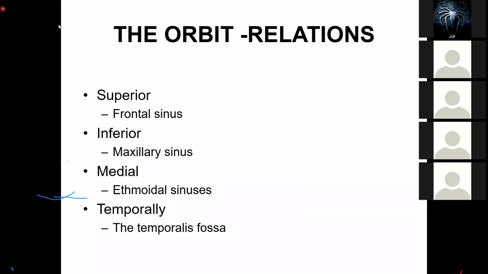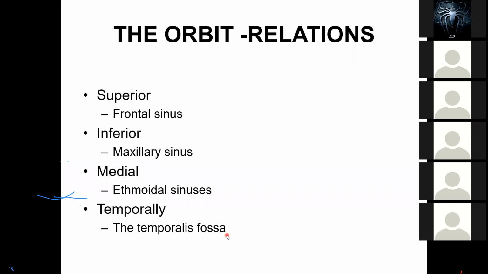Okay. Now, the next thing I want to look at are the relations of the orbit. Superiorly, the orbit is related to the frontal sinus. That's the frontal sinus. And inferiorly, the orbit is related to the maxillary sinus. And medially, you have the ethmoidal sinus, and then the temporal aspect would be the temporal fossa.